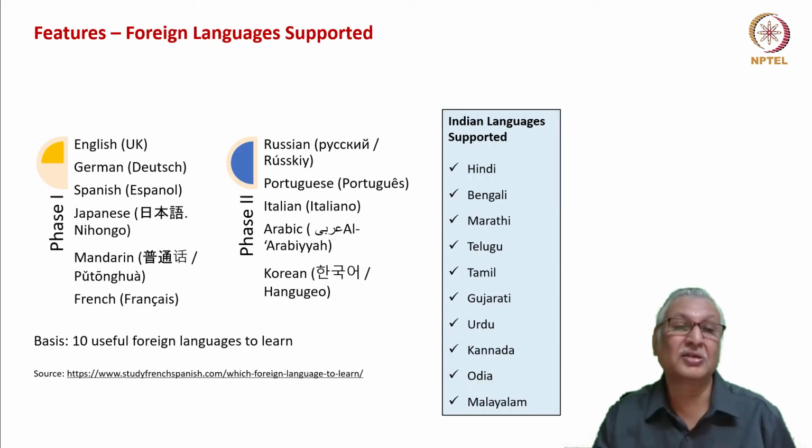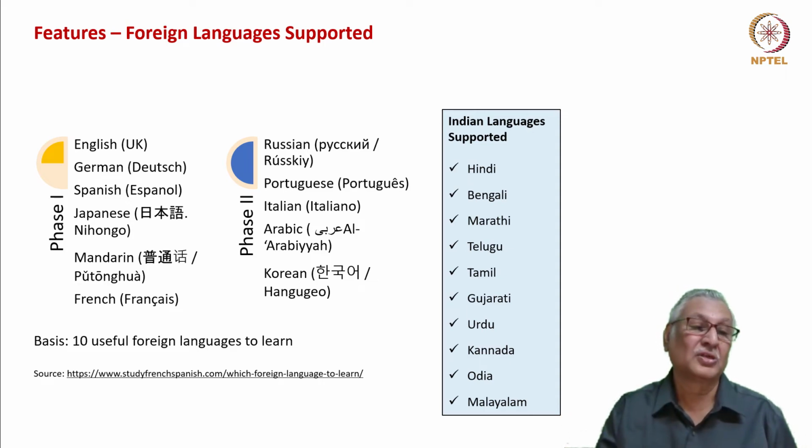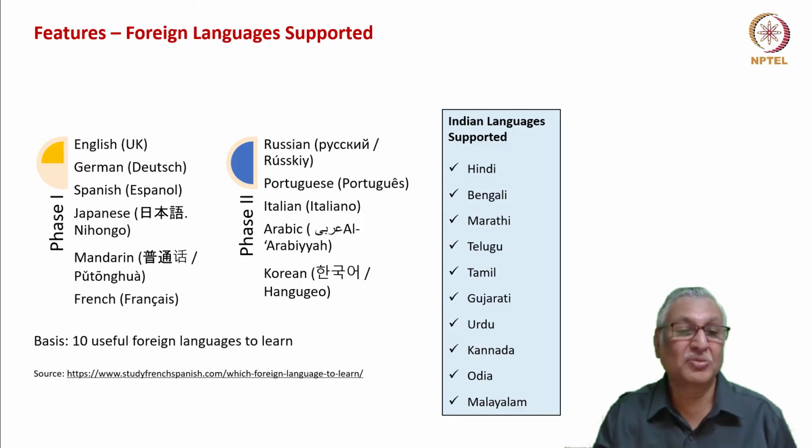In addition to that, you may choose to give foreign languages support. In phase 1, English, German, Spanish, Japanese, that is Nihongo, Mandarin and French are offered. And in phase 2, Russian, Portuguese, Italian, Arabic and Korean are offered. These 10 are very useful foreign languages to learn.